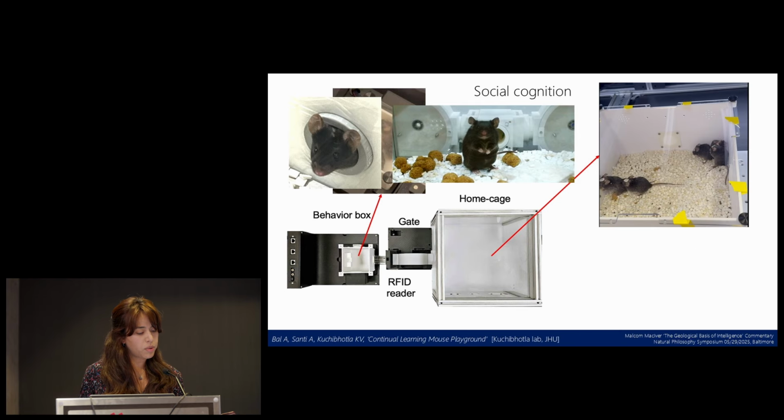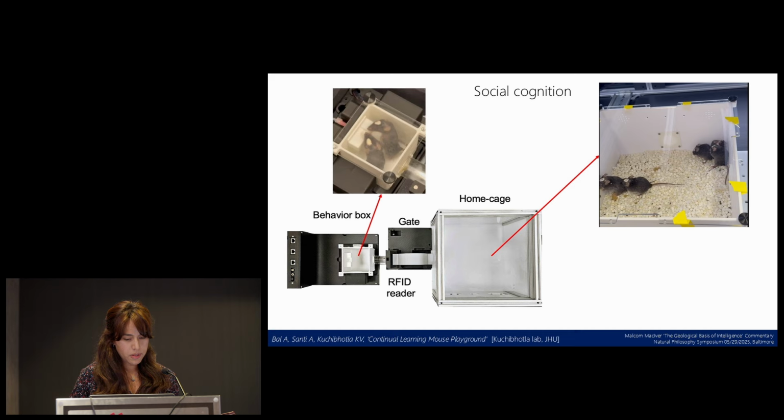So linking this with some of the work that's happening in the lab I'm part of, the Cuchibotla lab here at Johns Hopkins University, we use what we call a continuous learning playground. This is an environment for mice where they live in a home cage, but they need to enter a behavioral box to complete a task to get a water reward. These are also water-restricted mice. This is a great setup, not only because it allows us to obtain extremely cute photographs of mice, but we can also assess and understand very interesting underlying social behaviors.